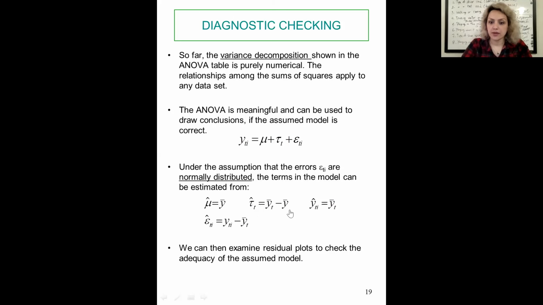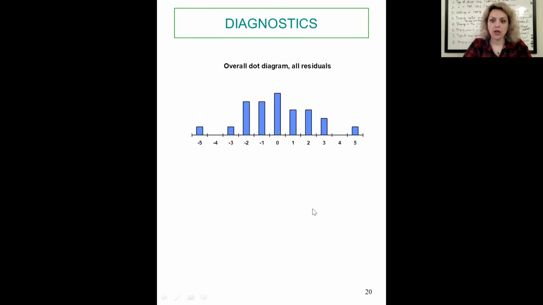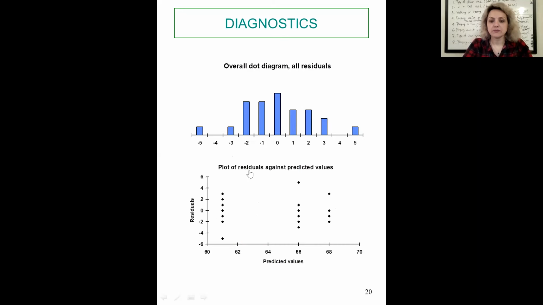We can then examine residual plots to check the adequacy of the assumed model. So we would have an overall dot diagram for all residuals, and this is the plot of the residuals. We would also have, for example, residuals versus the predicted value.